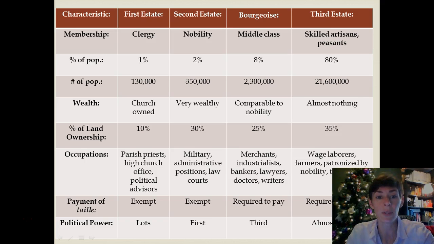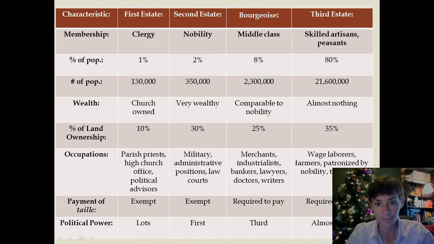This is the rough number of population that they had. Their wealth: church-owned, very wealthy, comparable to nobility, and almost nothing in terms of the third estate, which had very little wealth. Then percent of land ownership. So when you look at this, you can see not just visually, but numerically via this chart how little the third estate had relative to everyone else.